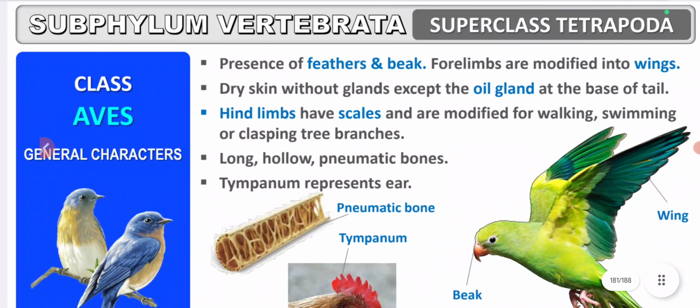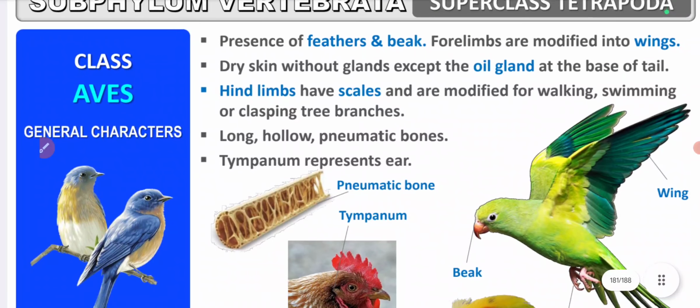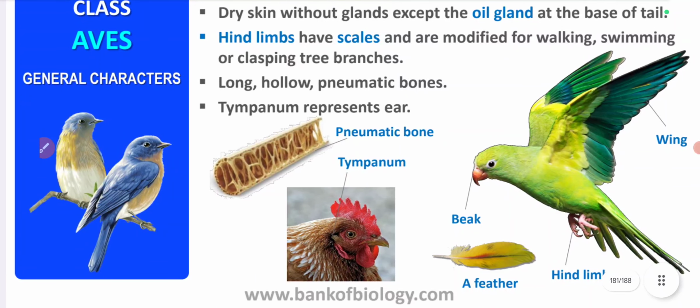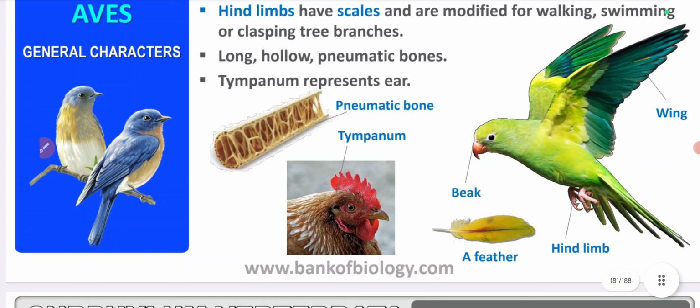Next, coming to class Aves, general character: presence of feather and beak. Forelimbs are modified into wings. Dry skin without gland except the oil gland at the base of the tail. Hind limbs have scales and are modified for walking, swimming or clasping the tree branches. Long hollow pneumatic bones are present. Tympanum represents ear.